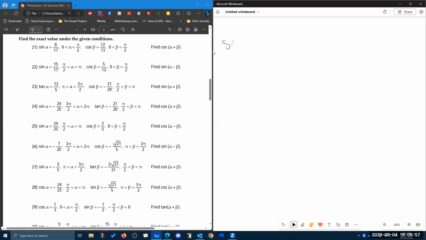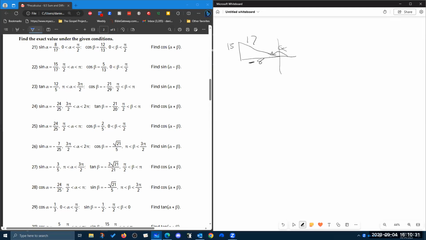Now sine of alpha is going to be 15/17, and I'm in quadrant 2. So I'm going to draw my triangle this way. It says that I have a sine value of 15/17. Alpha is technically here, really this is alpha, but we can pretend that alpha is there. And so this is going to be a -8 for us.